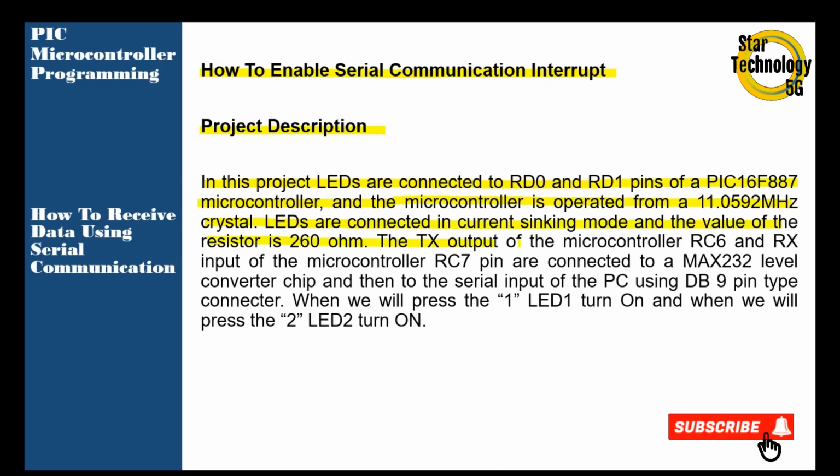The TX output of the microcontroller, RC6, and the RX input of the microcontroller, RC7 pin, are connected to the MAX232 level converter chip and then to the serial input of the PC using a DB9 pin type connector. When we press 1, LED 1 turns on, and when we press 2, LED 2 turns on.